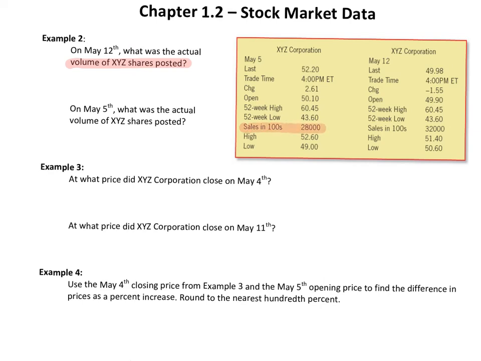Now we got to be careful with this because the sales are in the hundreds. The sales are in the hundreds, which means that this is actually 28,100, or we need to add a couple zeros there. So it's not actually 28,000, but because the sales are in hundreds, you have to add a couple zeros to the end, making that actually 2.8 million. So 2,800,000 shares.